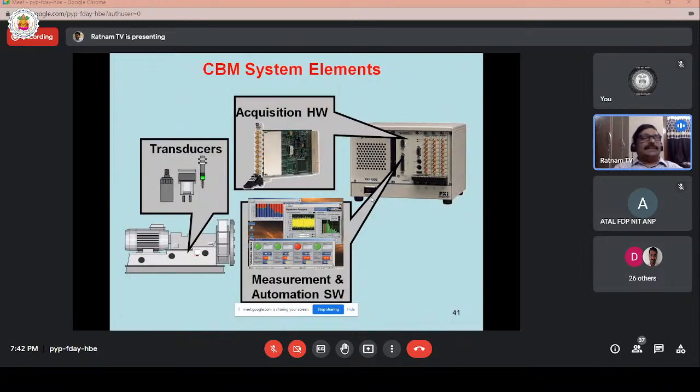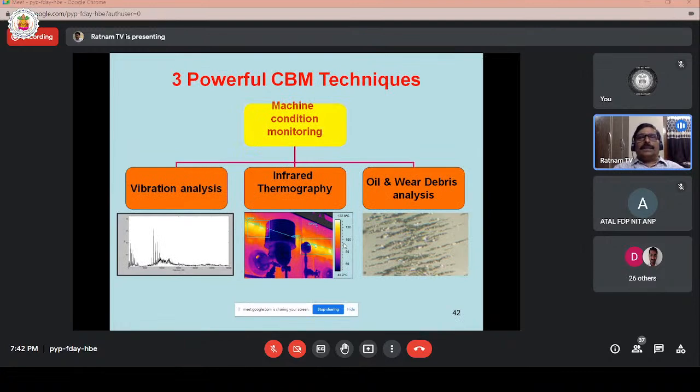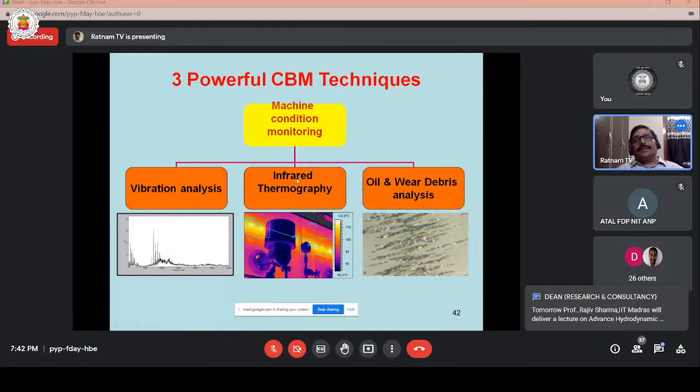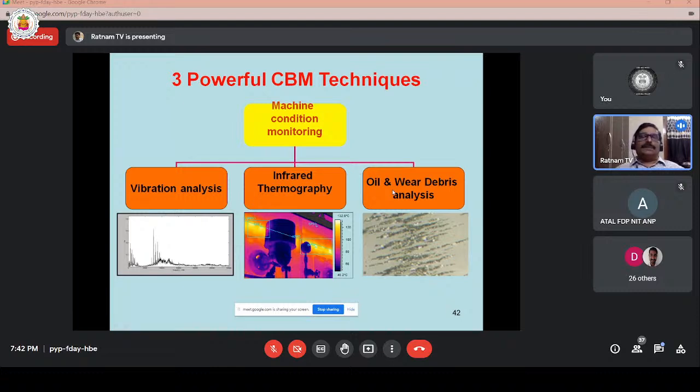The typical CBM elements are transducers, data acquisition systems, and post-processing, measuring and automation software. There are three powerful CBM techniques: vibration analysis, infrared thermography, and oil and wear debris analysis, which can be used in any industry to guide their maintenance activities. I will discuss only vibration-based condition monitoring.